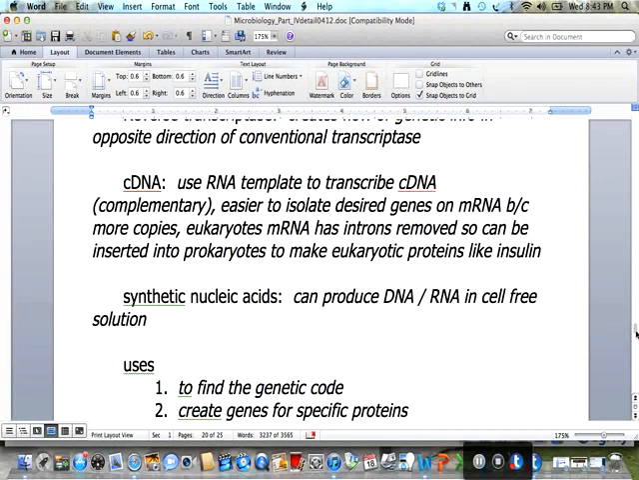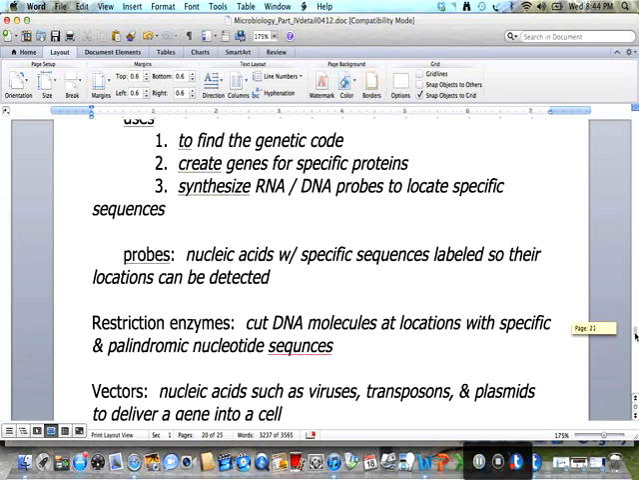Synthetic nucleic acids can be used to produce DNA or RNA in a cell-free solution. This can be used to find the genetic code, to create genes for specific proteins, or to synthesize RNA or DNA probes to locate specific sequences. Probes are nucleic acids with specific sequences labeled so their location can be detected. Probes are widely used in medicine.